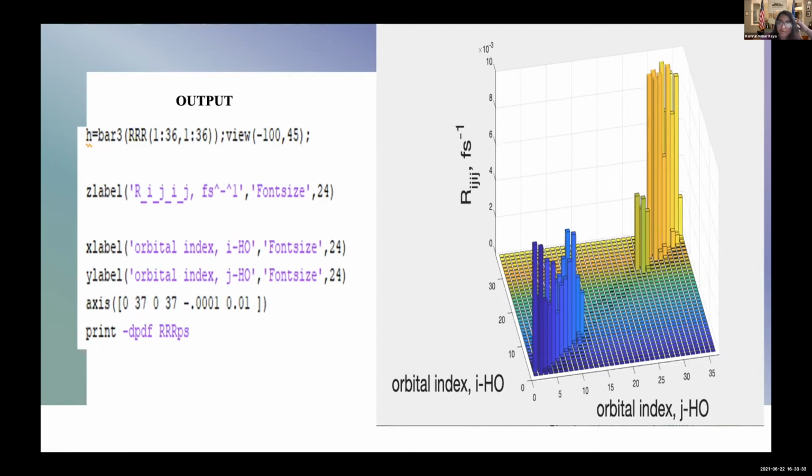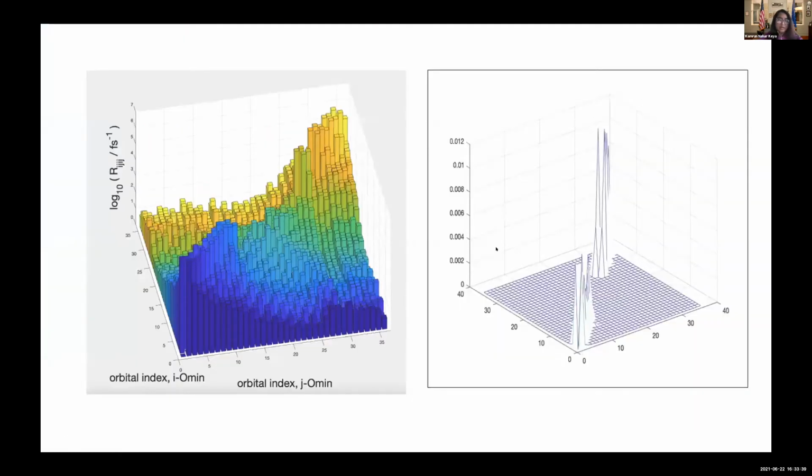Am I correct, Professor? This is in the middle position. Okay. The first figure is plotted on a normal scale, and the second one is plotted on a logarithmic scale. So the explanation is almost the same.